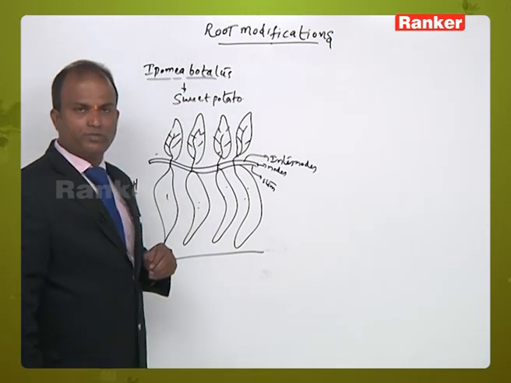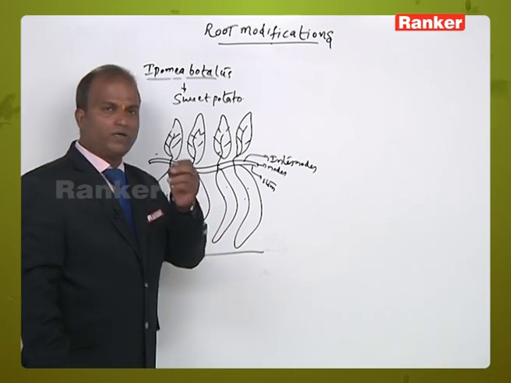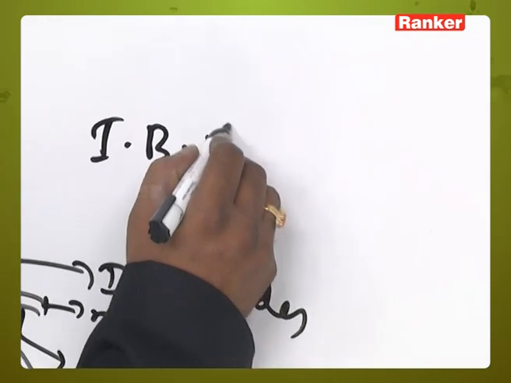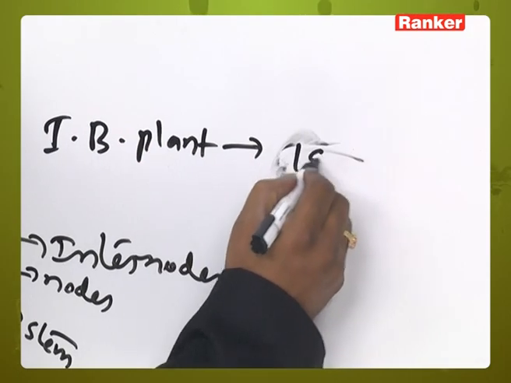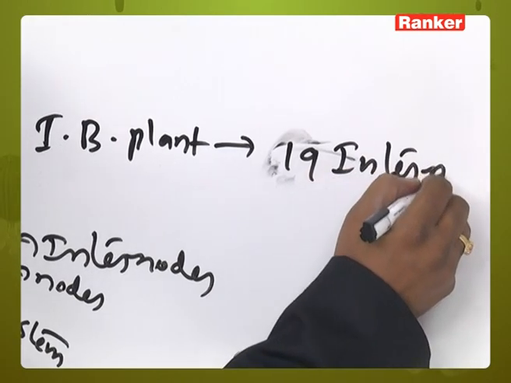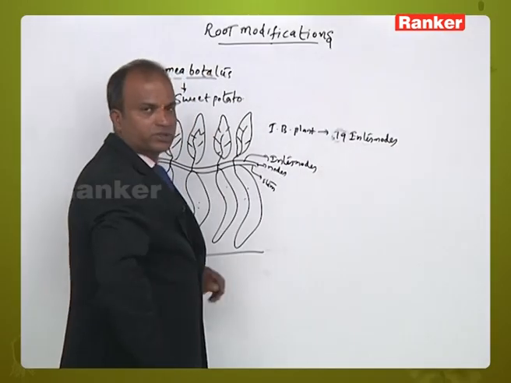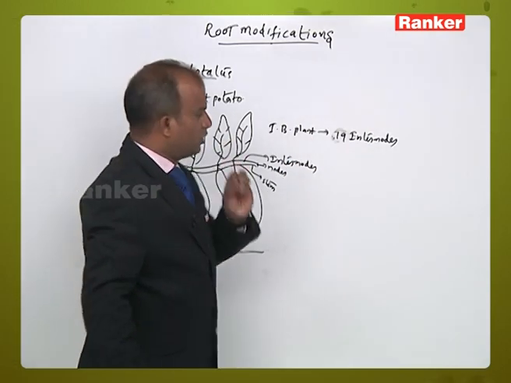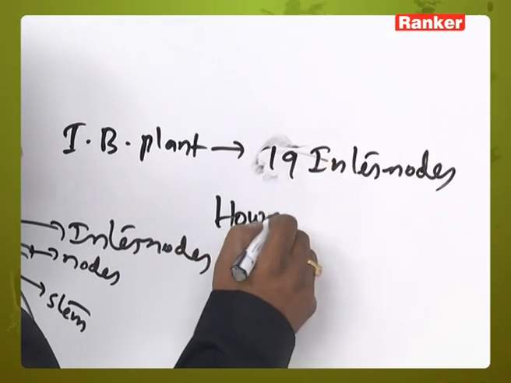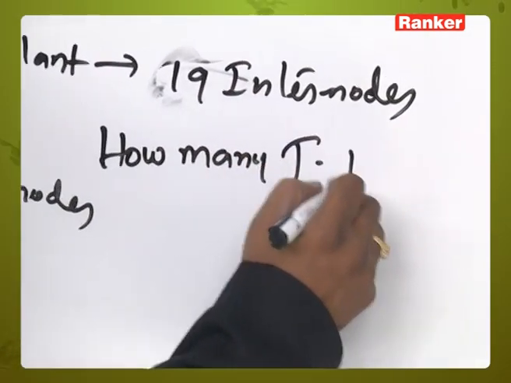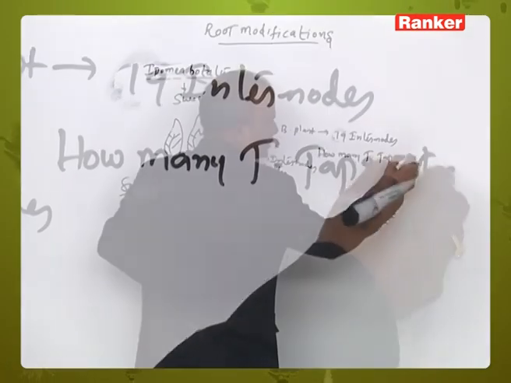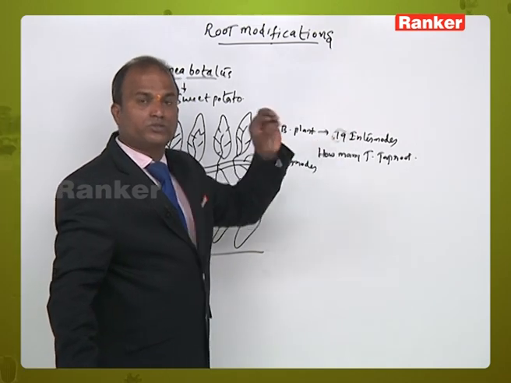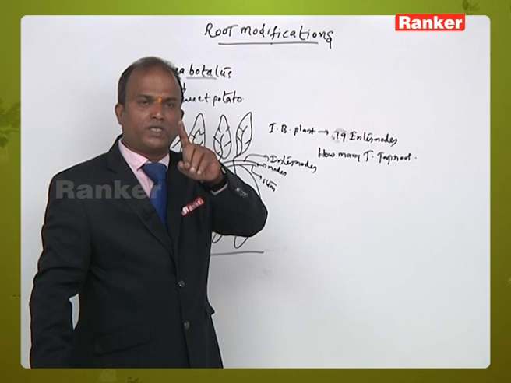What happens in Ipomoea batatas? I will tell you a problem here. If this Ipomoea batatas plant shows 19 internodes, how many tuberous taproots does it show? What is the answer? Most of them will say 19 internodes means 20 nodes, so 20 tuberous taproots.